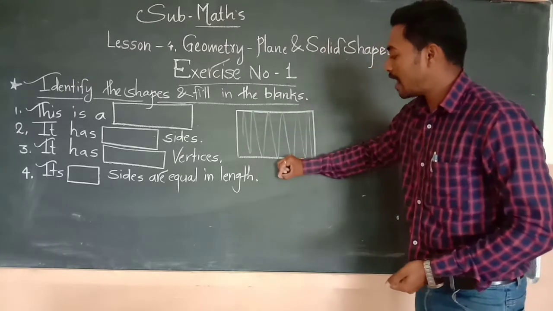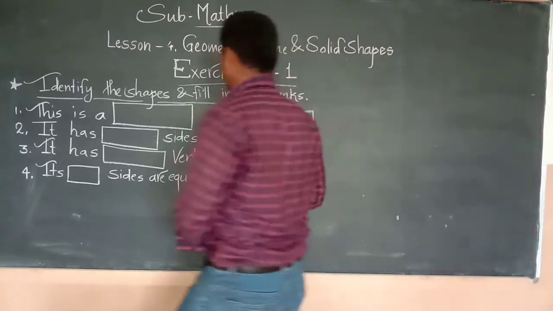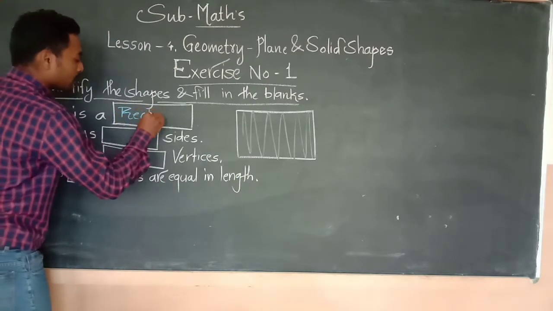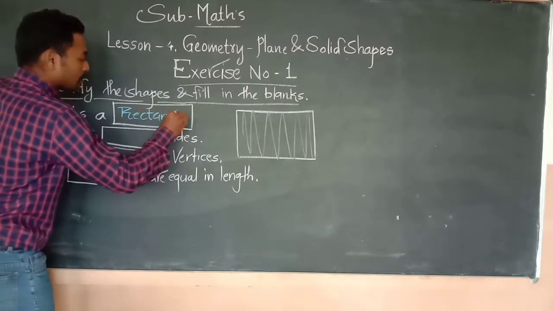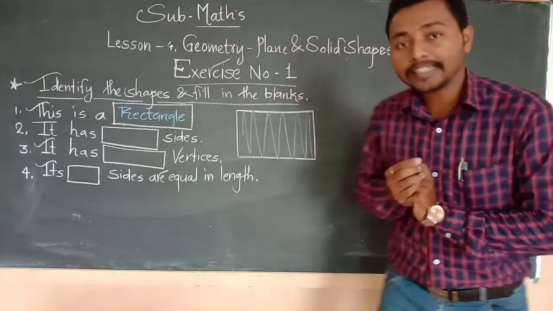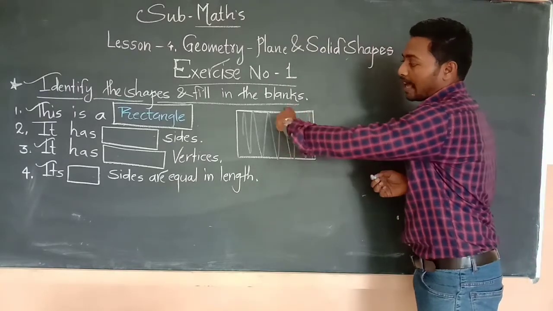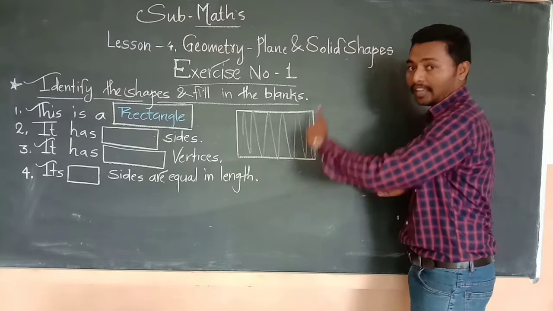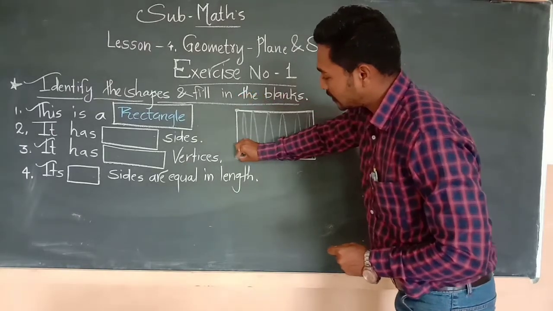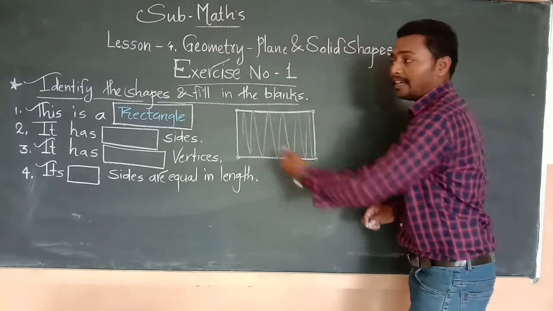This picture shows that this is a rectangle. ये क्या है? Rectangle है. Why is it a rectangle? इसे हम rectangle क्यों कहते हैं? Because this picture shows that opposite sides are equal, and it has how many sides? It has 4 sides and 4 vertices.